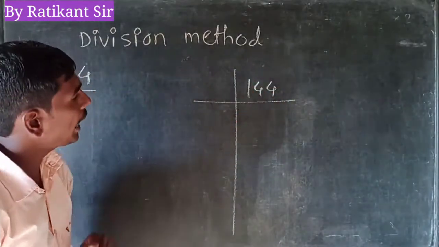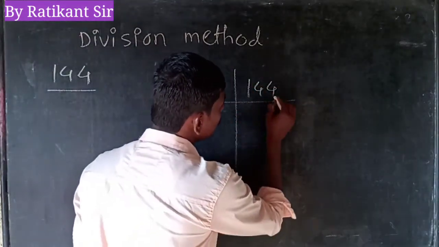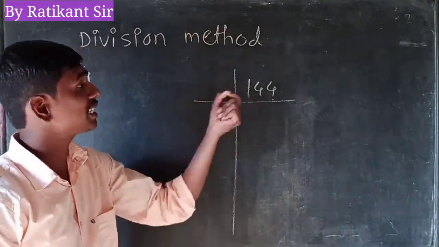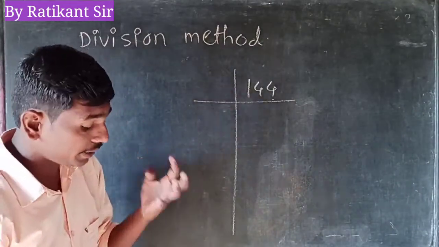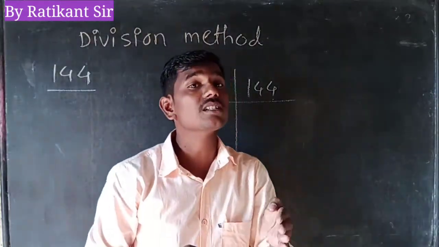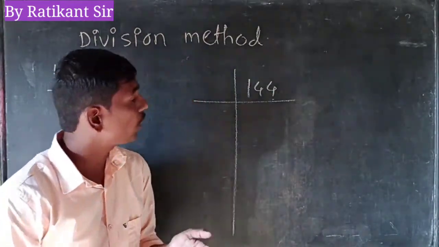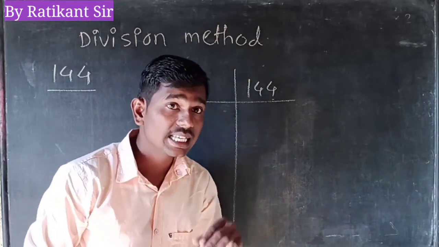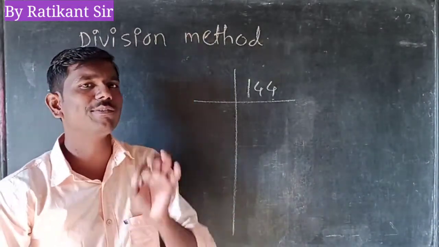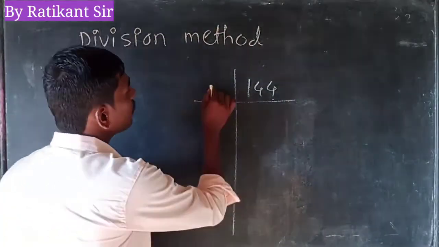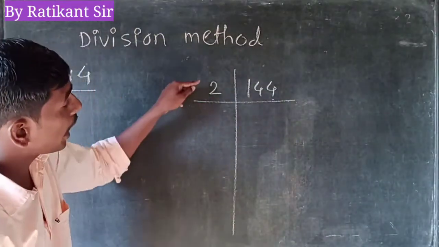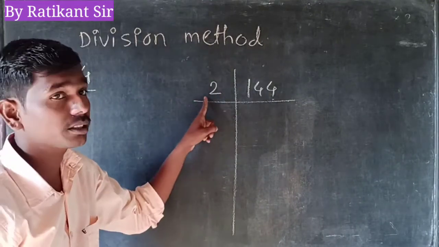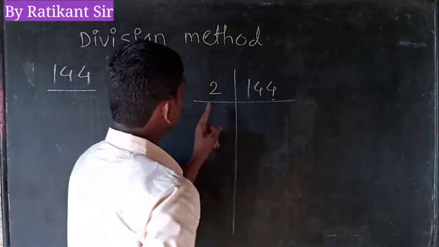I think this 144 is divisible by 2. It is perfectly divisible by 2. Why? Because at the last place you can see 4 there. If the last digit, the unit place or ones place, is 2, 4, 6, 8 or 0, then that number is perfectly divisible by 2. So I have to divide by 2 at first. And listen, we have to take prime numbers only here. So this 144 is divisible by 2.